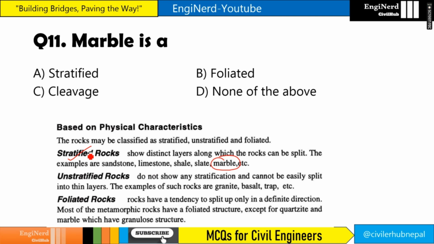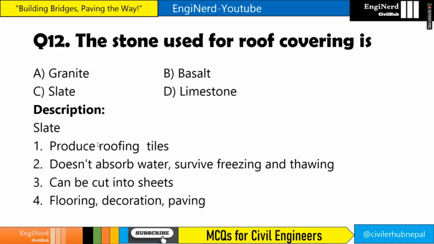Otherwise, most of our metamorphic rocks are foliated rocks, right? Most of the metamorphic rocks are foliated rocks, but marble is what? Stratified rock. So our answer will be stratified. Don't get confused, right? The stone used for roof covering, as we have discussed earlier, is slate.